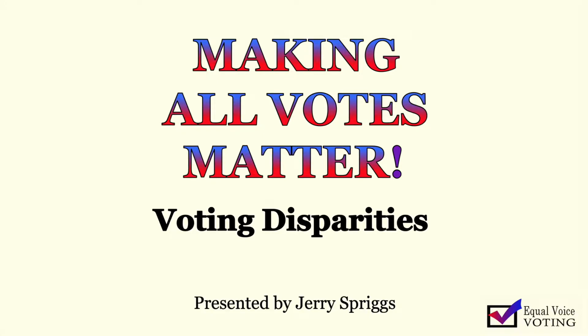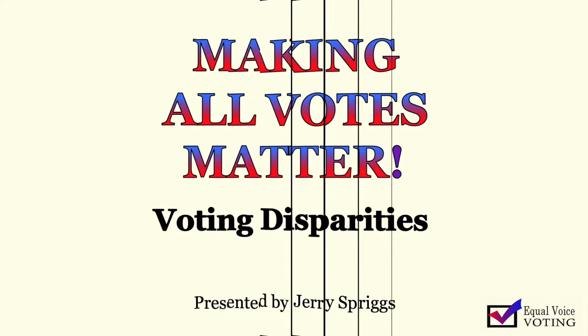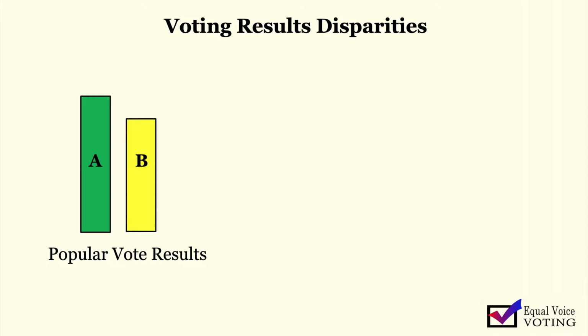This video discusses voting disparities. They're a major problem with the election results. When we vote for a president, we get two voting results. One is when we count all of the popular votes, and the second result is for electoral votes. Let's start with the popular vote results.